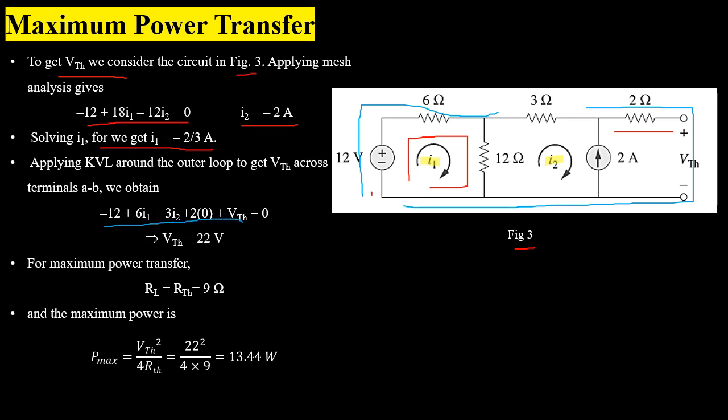So the Thevenin equivalent voltage of 22 volts and Thevenin equivalent resistance of 9 ohms will give us the Thevenin equivalent circuit. For maximum power transfer, the load resistance will be equal to the Thevenin resistance. Using the relation for maximum power transfer, we will have the maximum value of 13.44 watts. So the value of load resistance for maximum power transfer will be equal to 9 ohms and the maximum power delivered is 13.44 watts.